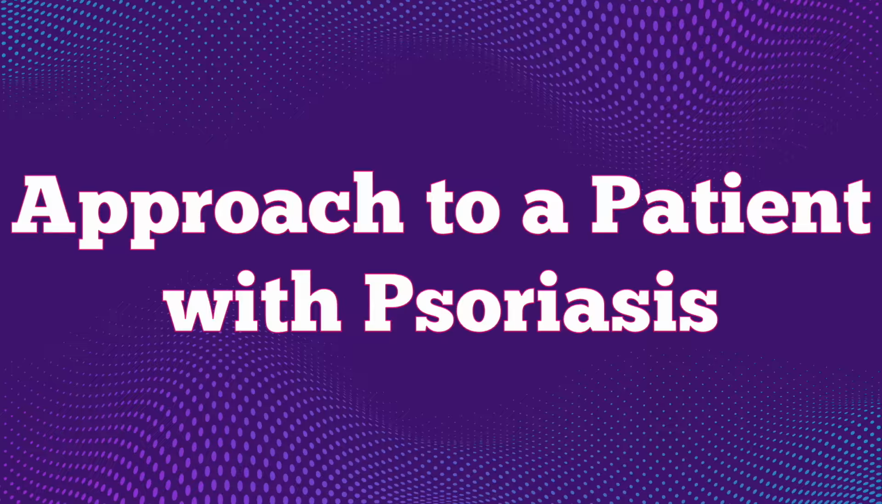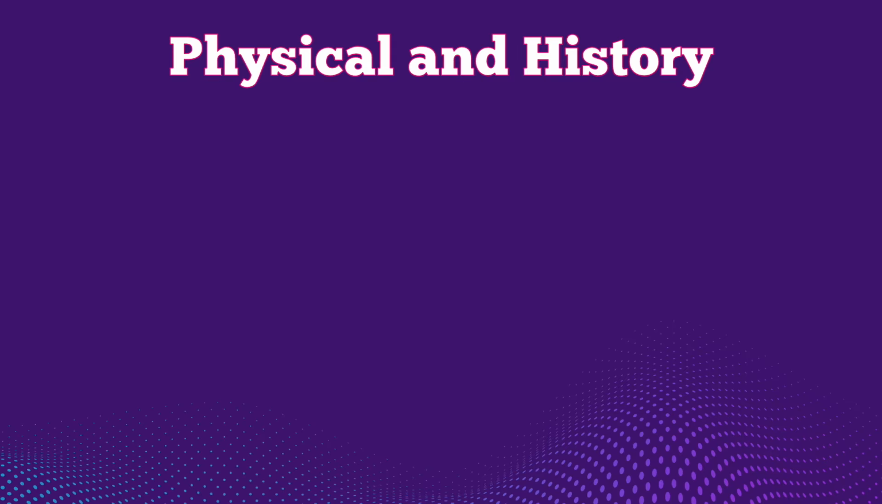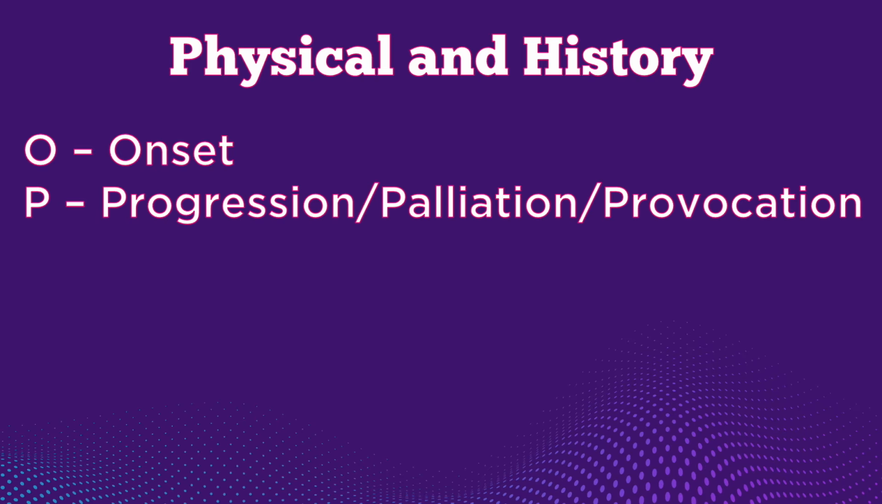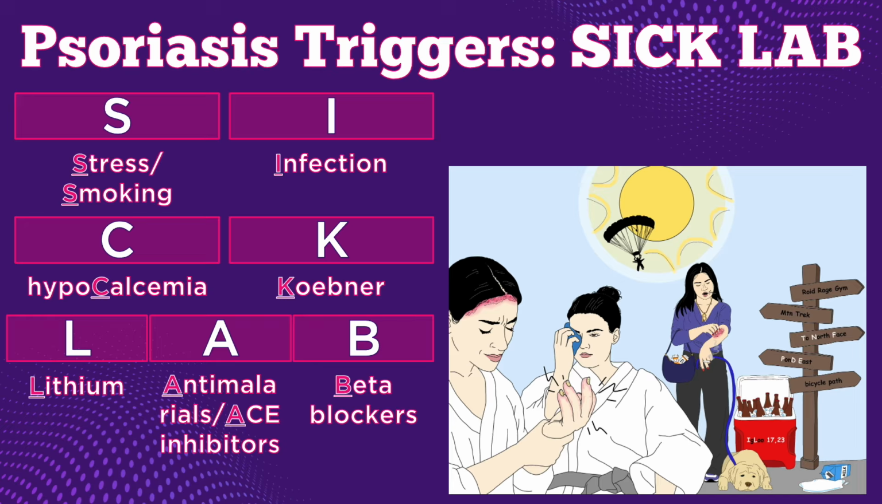You introduce yourself to the patient and ask to take a quick look at the patient's skin before going into your history. In dermatology, we should almost refer to it as getting a physical in history rather than an H&P, because laying eyes on the rash first will help us direct our questioning. You then go into your typical OPQRST questions and ask about onset of the rash, progression since onset, previous treatments, etc. Next, you remembered the sick lab mnemonic and asked about the triggers for psoriasis.